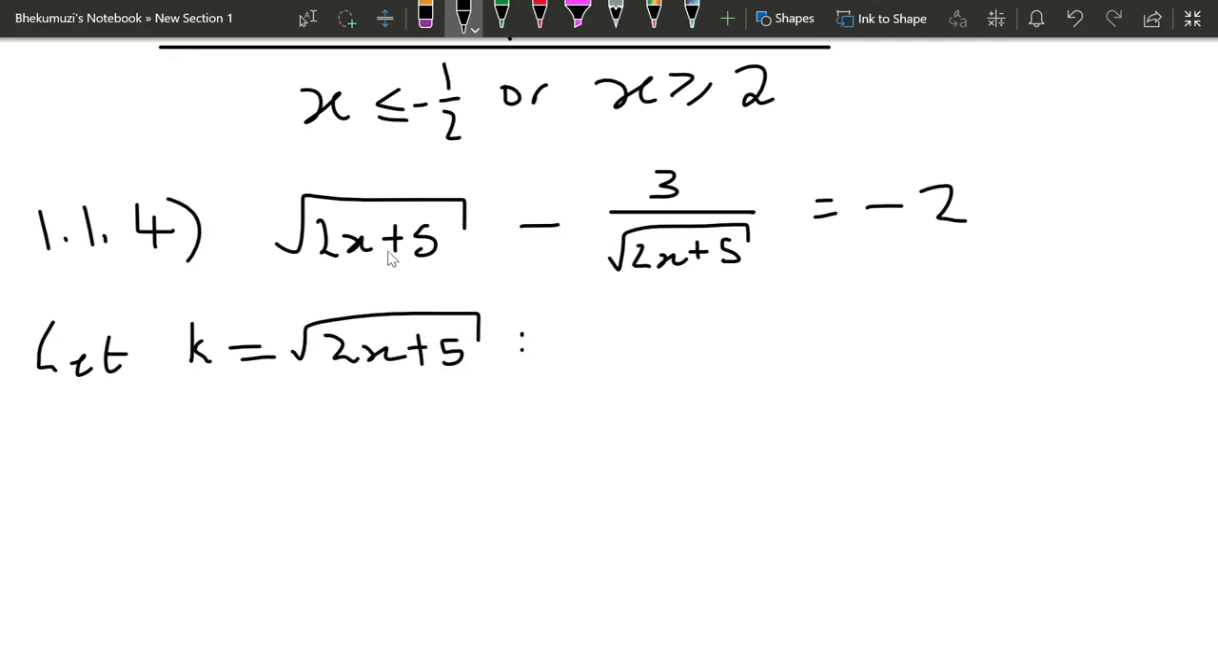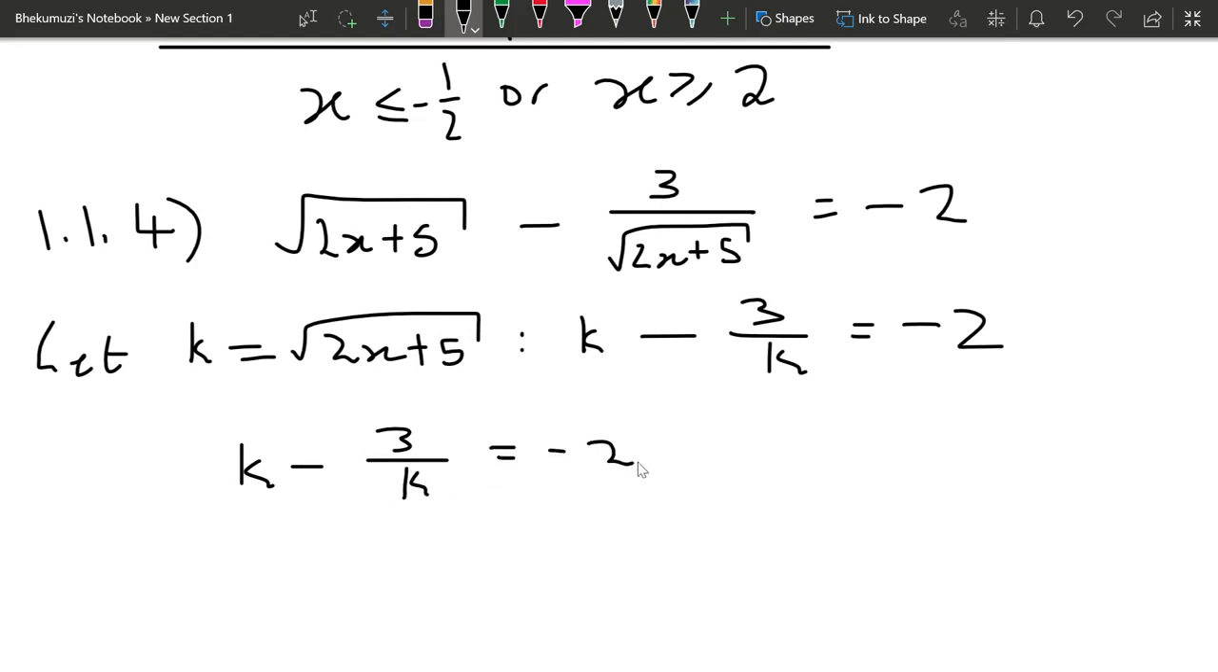Such that this square root of 2x plus 5 just becomes k, so we have (k minus 3) over k equals minus 2, right? That looks simpler. And in this case, to solve this, since you have a fraction, you need to get rid of the denominator. So how could we get rid of the denominator? We could multiply on both sides by k. So I multiplied by k on both sides.